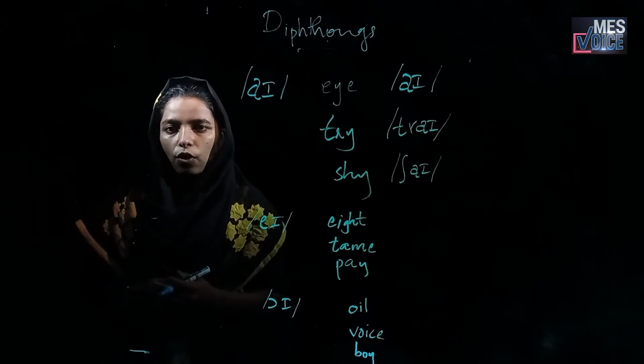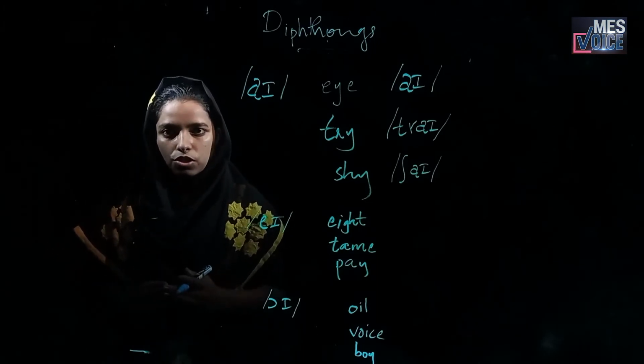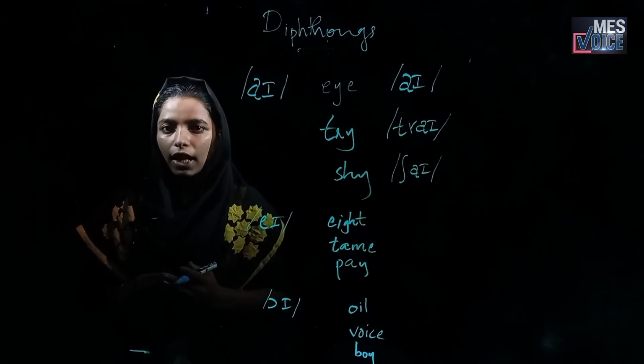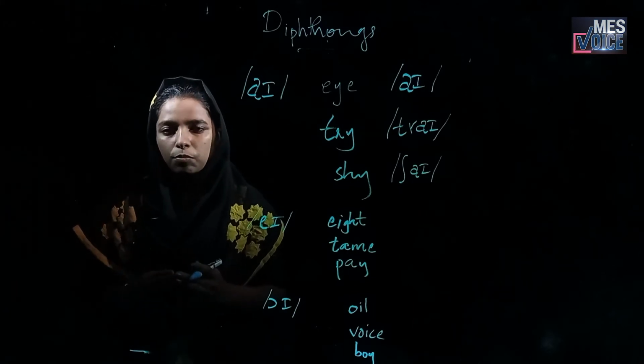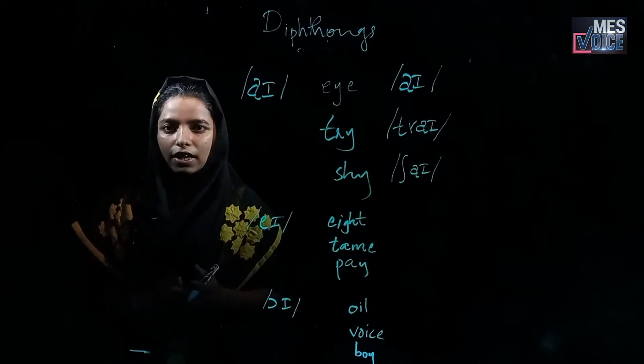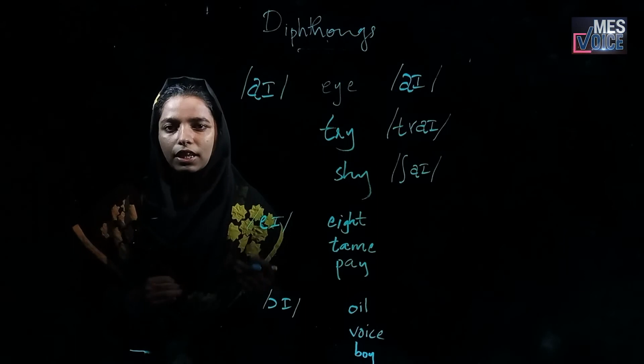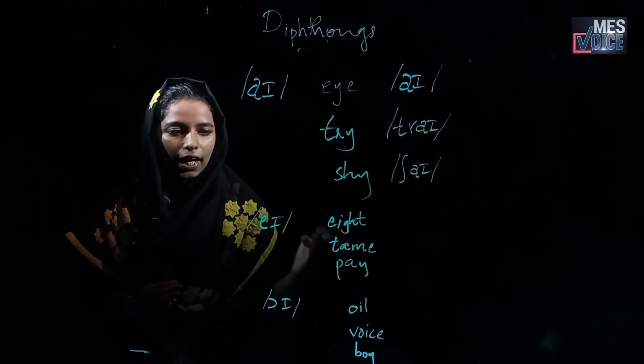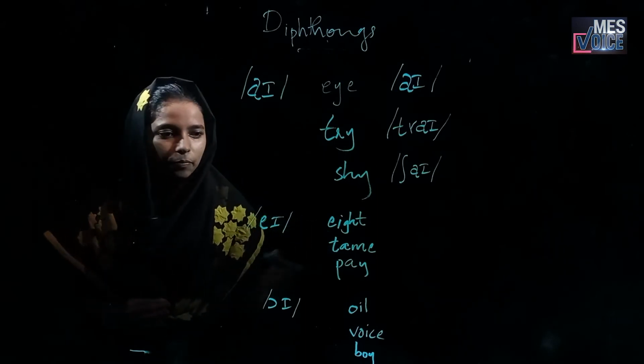A is the diphthong that begins with the tongue position required for the production of the sound A and ends in the tongue position required for the production of the sound E. Thus, we have A initially, medially and finally in words like ate, tame and pay.